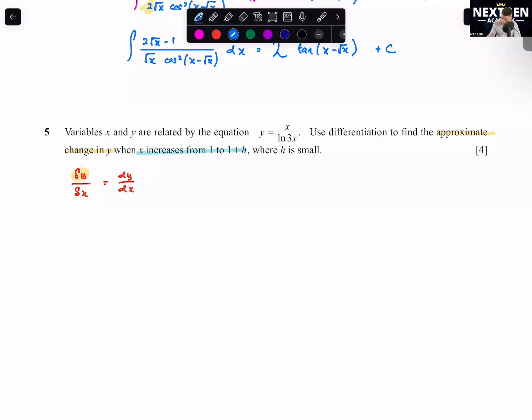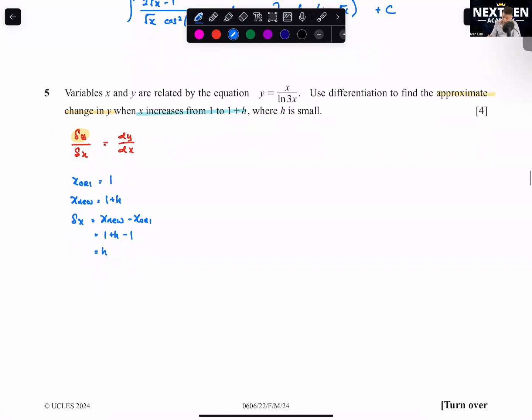Let's see what they give us here first. x increases from 1 to 1 plus h. So original x, I like to write x ori is 1, x new is 1 plus h. So your delta x is x new minus x original, which is 1 plus h minus 1. Delta x is equal to h. Then we find what is our dy over dx.